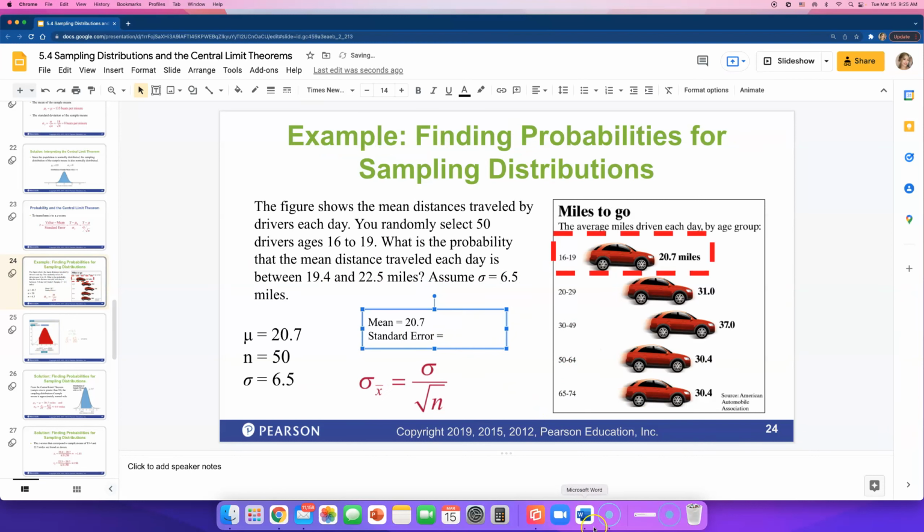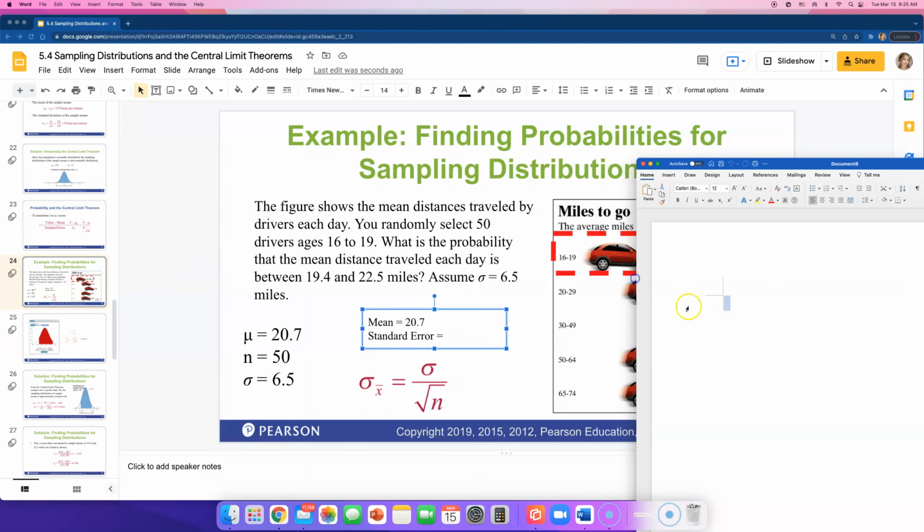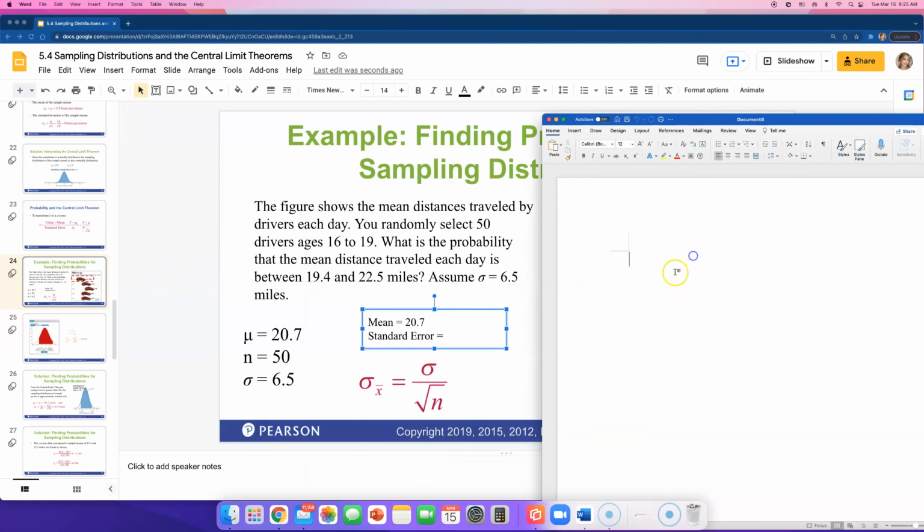So what we have to do, I'll use a Word doc to type it. And I think I actually did the work on the next page. So what I have to do is divide the population standard deviation, which was 6.5, by the square root of the sample size. And the sample size was 50, all right? So that's what I'm going to have to do.